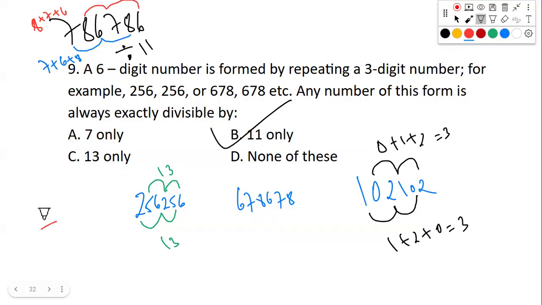So, 11 divisibility test. What is the 11 divisibility test? I take the difference of the sums of odd places and even places. Either it should be divisible by 11 or the difference should be 0. So in this case, the difference will always be 0.